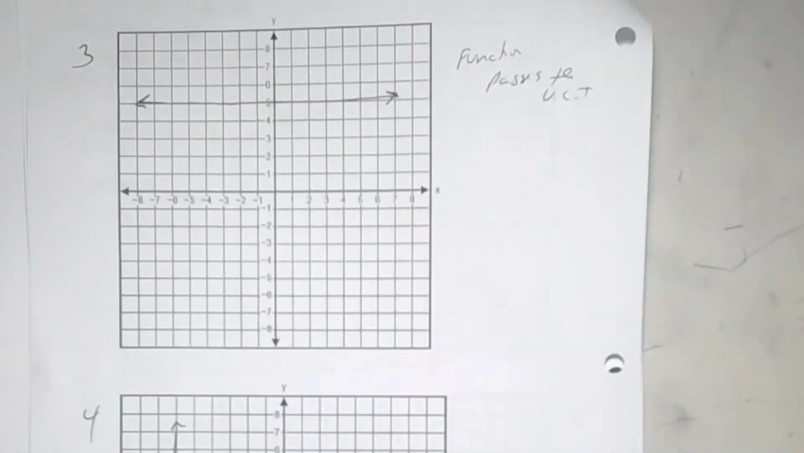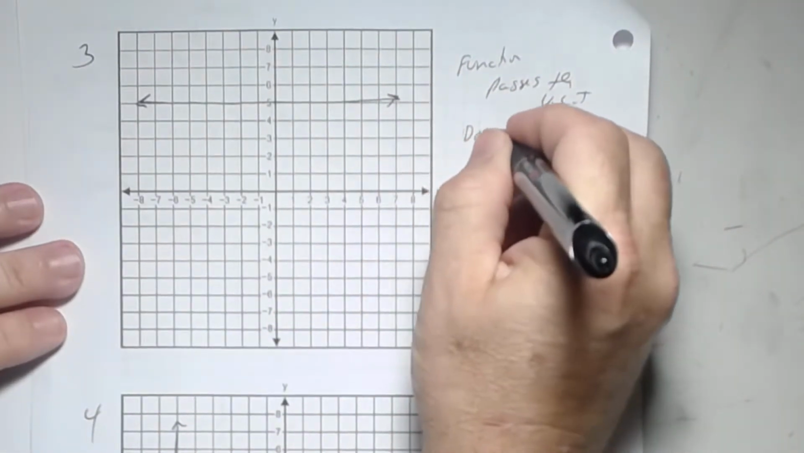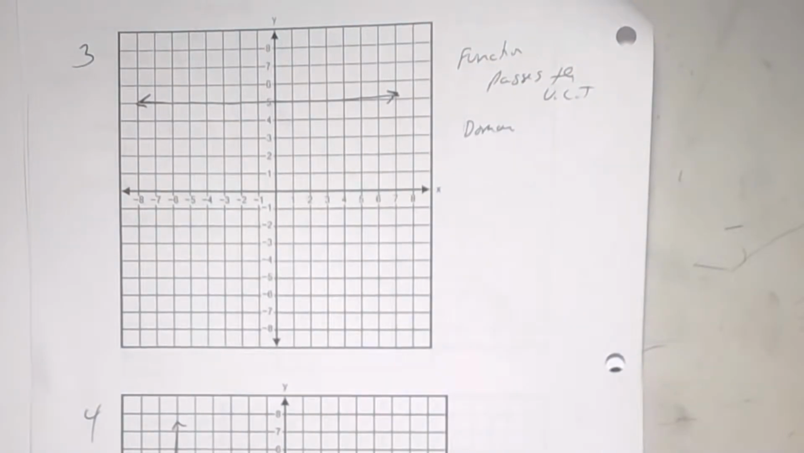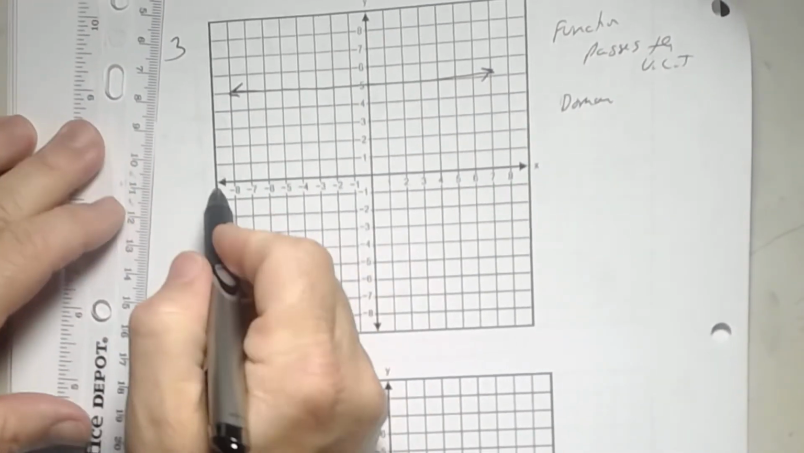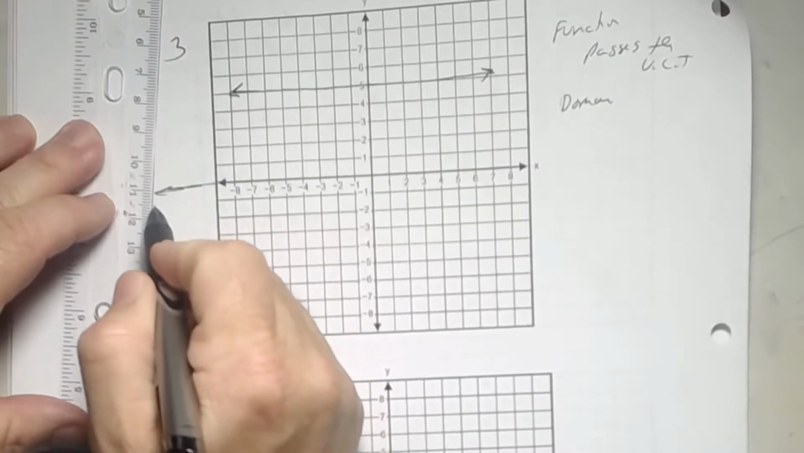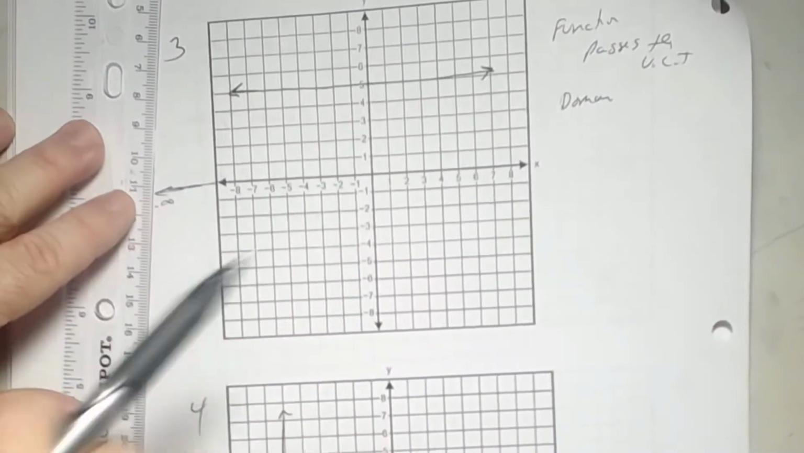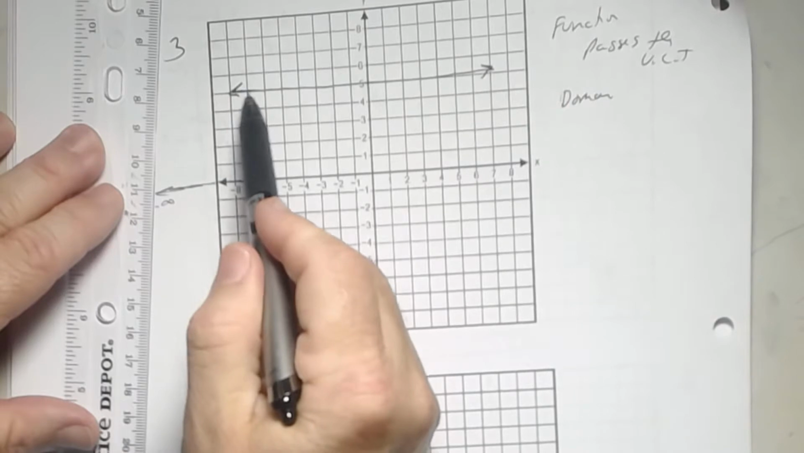All right, domain's easy here. To find the domain, you go along which axis? The x-axis. And notice there are arrows on both ends, right? So consider this x-axis as negative infinity. At negative infinity, am I touching this graph? Yes, because of the arrow.